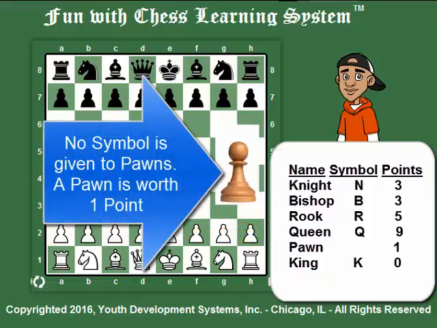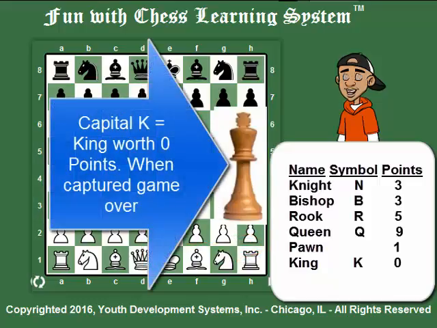No symbol is given to the pawn, and it is worth 1 point. The last one, K, equals king. The king is worth no points, but when you're in a position to lose the king, the game is over. Got it?